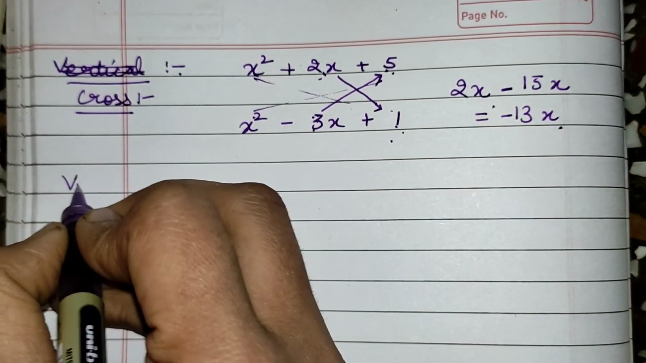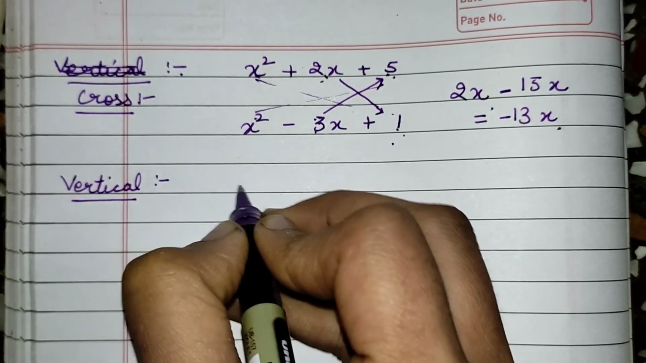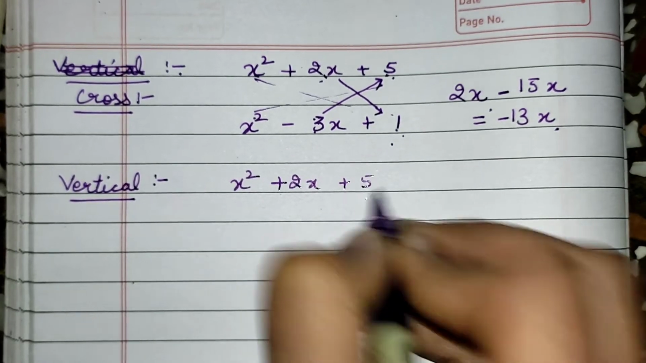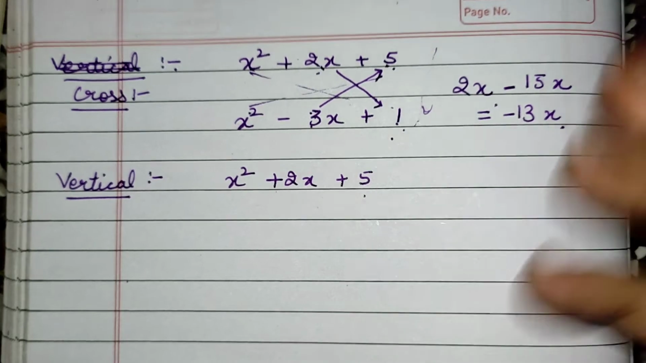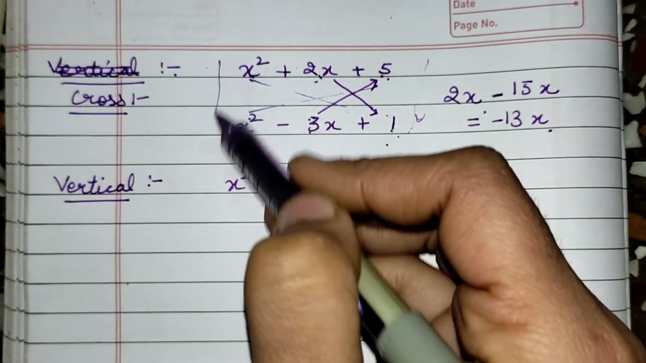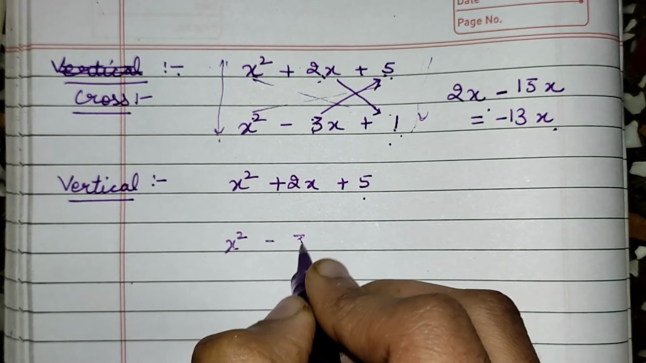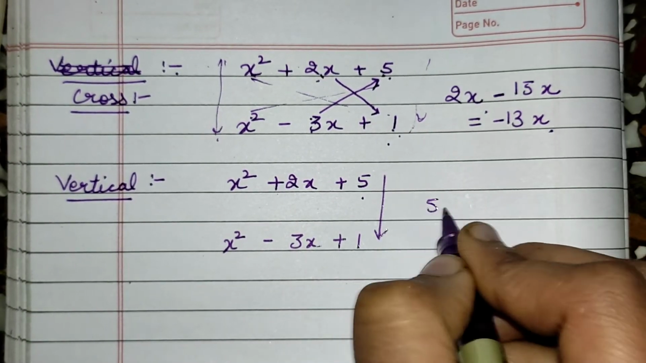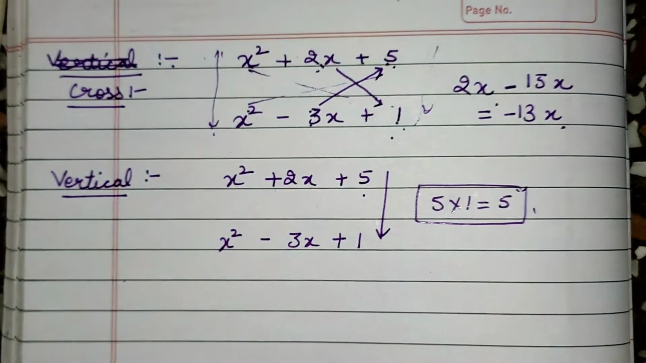Now what is left at the last? We have done the similar vertical cross multiplication while solving the 3-digit number. Just the process is that earlier we were taking the numbers from the right hand side, but now we are doing the multiplication from the left hand side. So x square minus 3x plus 1. So vertical multiplication will give me the result as 5.